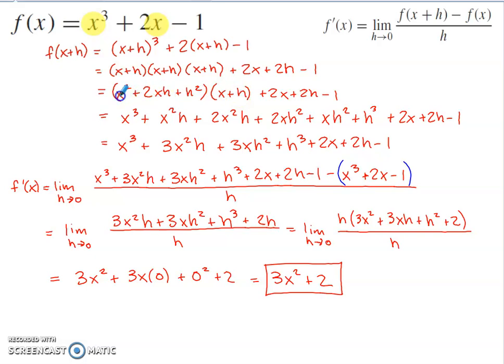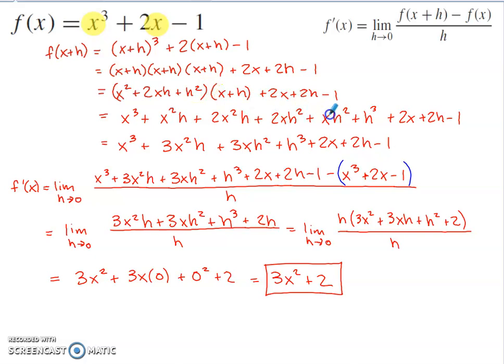I need to do the first item here times the first item here, which gives me x cubed. I need to do the first item here with the last item here, which gives me x squared h. The middle item times the first item is going to give me 2x squared h. The middle item times the last item is going to give me 2xh squared. The last item times the first item is going to give me xh squared.